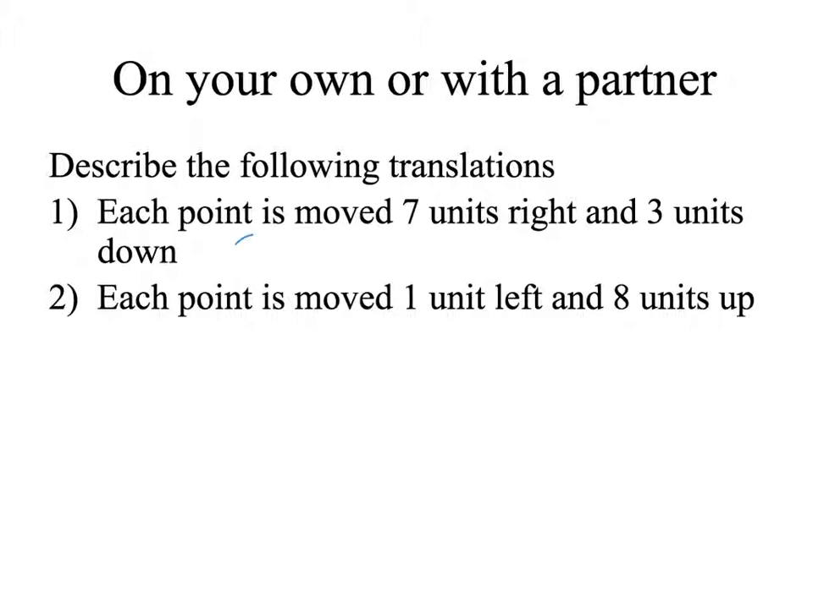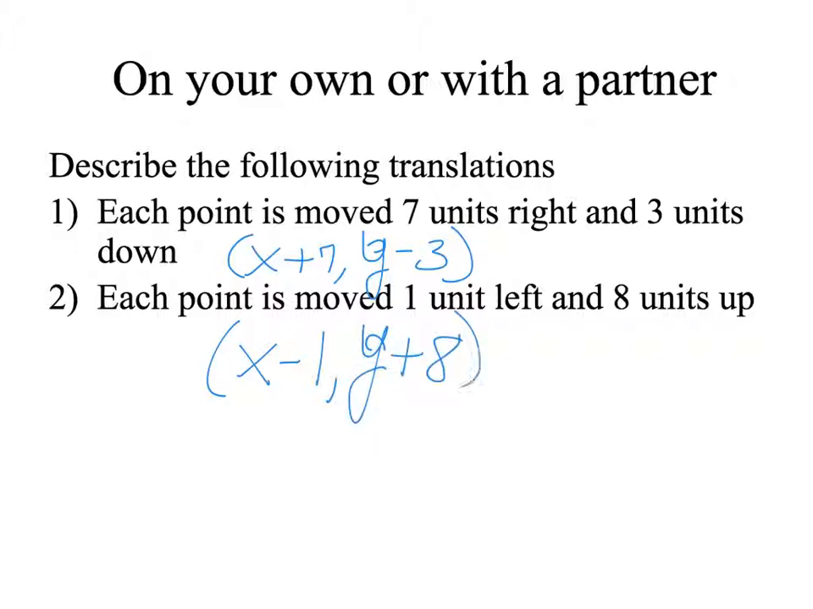So for the first one, 7 units to the right, 3 units down. 2, 1 unit left, 8 units up, so plus 8.